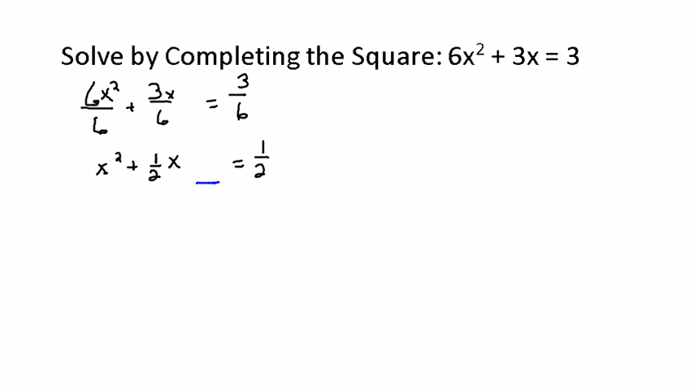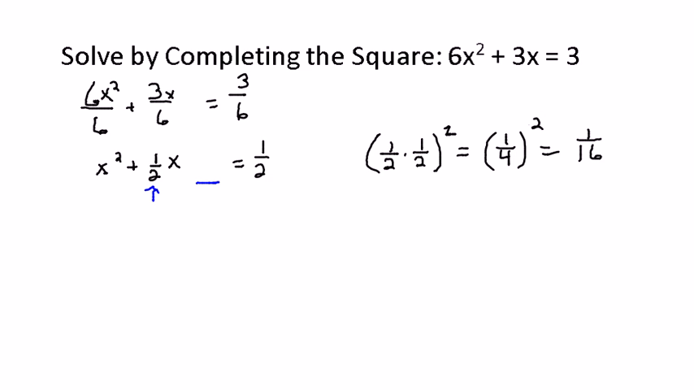To figure out that number, we always follow the same steps. We take the x coefficient, which is 1/2 in this case, and whatever the x coefficient is, you multiply that times 1/2. So this time we have 1/2 times 1/2, and then you square it. So it's always 1/2 times the x coefficient squared. So that would be 1/4 squared. So 1/4 squared would be 1/16. So 1/16 is the number that we want to fill in to make a trinomial.